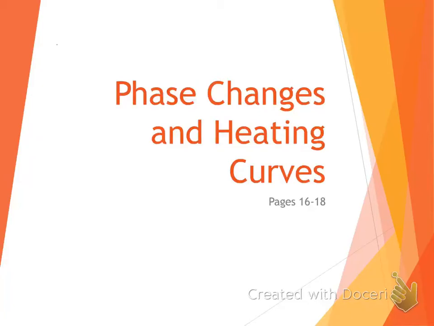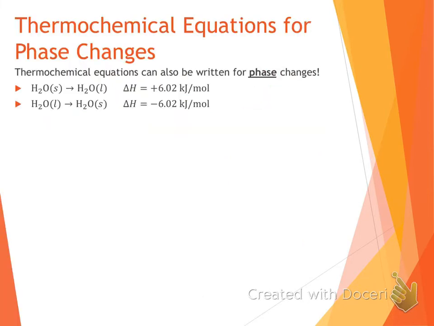Hello, today we are talking about phase changes and heating curves. These notes can be found in your book on page 16 to 17. So you've seen thermochemical equations. It's our normal chemical equation with that enthalpy value in it. Thermochemical equations can be written for phase changes as well.